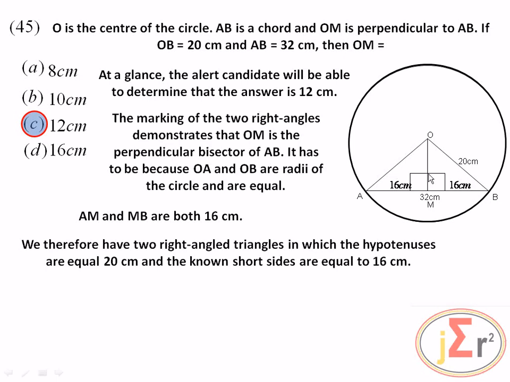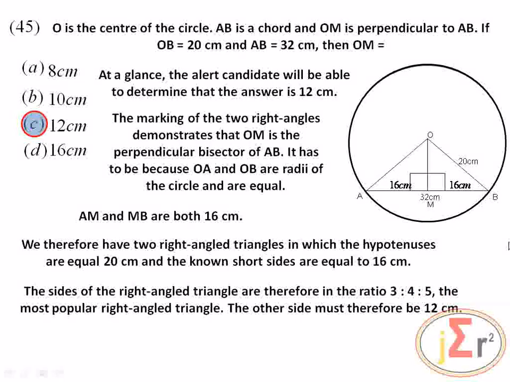So we have two right angled triangles, hypotenuse 20 centimeters over here, also because of the radius 20 centimeters. This is 16, this is 16. We need to find OM. Do not forget, the sides of the right angled triangle are therefore in the ratio 3 to 4 to 5. Do not forget, 3, 4, 5 is the most popular right angled triangle.